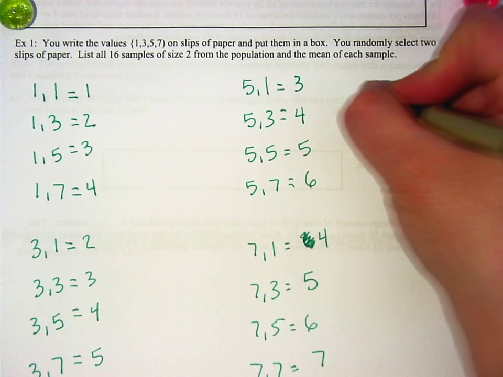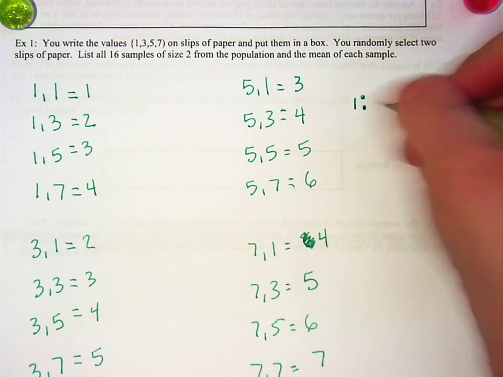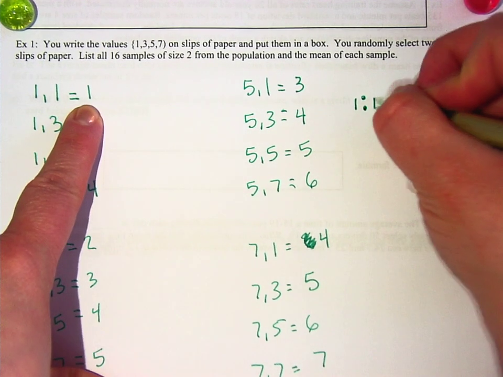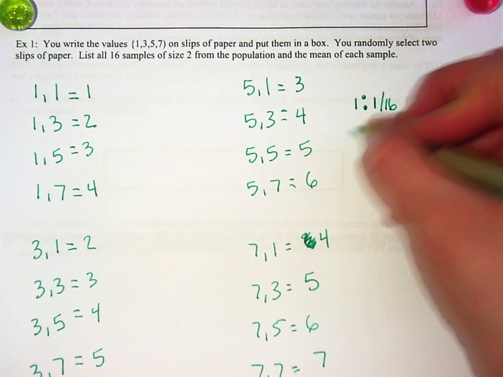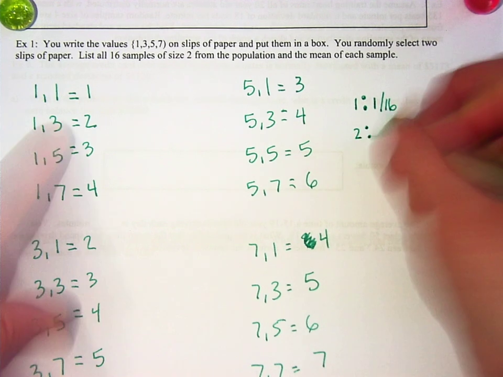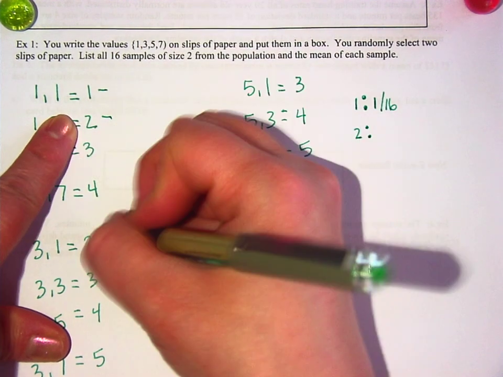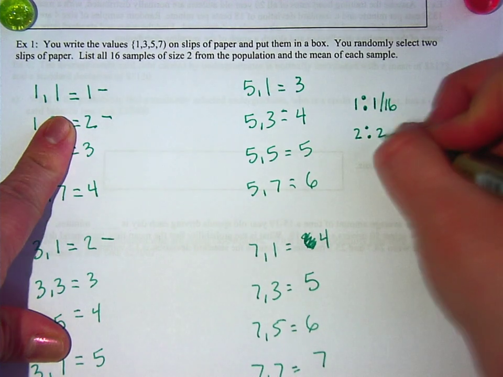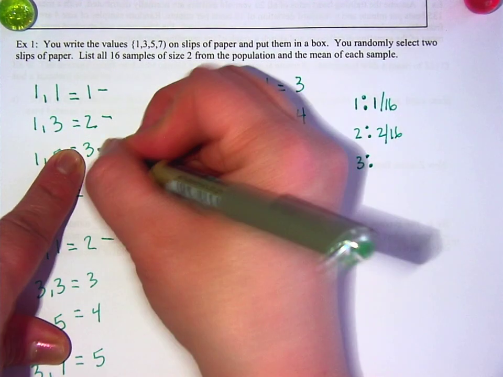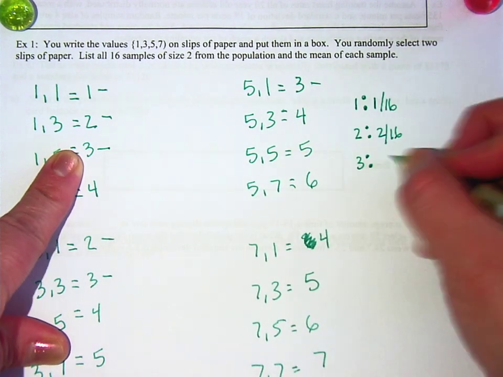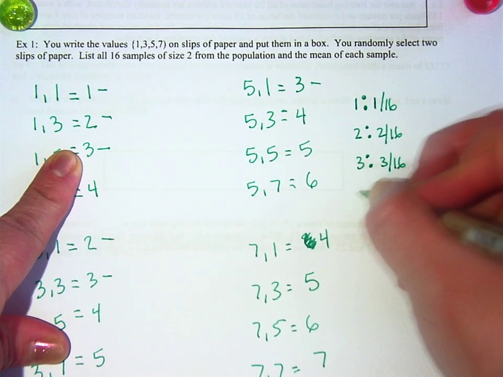Okay, now if I start thinking about what are the chances for each one, what are the chances to get an average of 1? Well, I've got 1 here out of 16 choices. 1/16. 2. 1, 2. 2 out of 16. 3. 1, 2, 3. 3 out of 16.